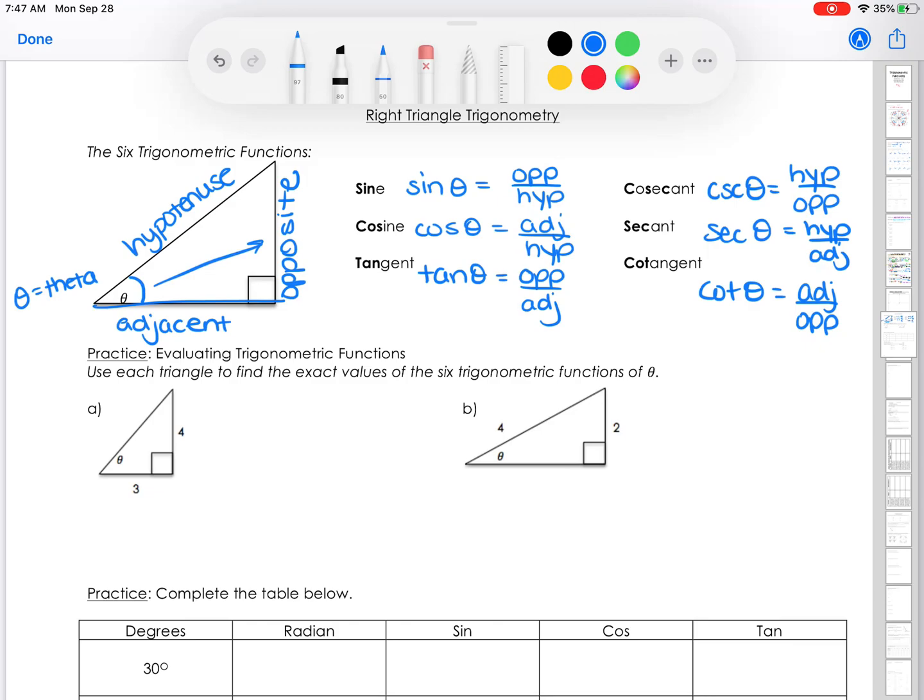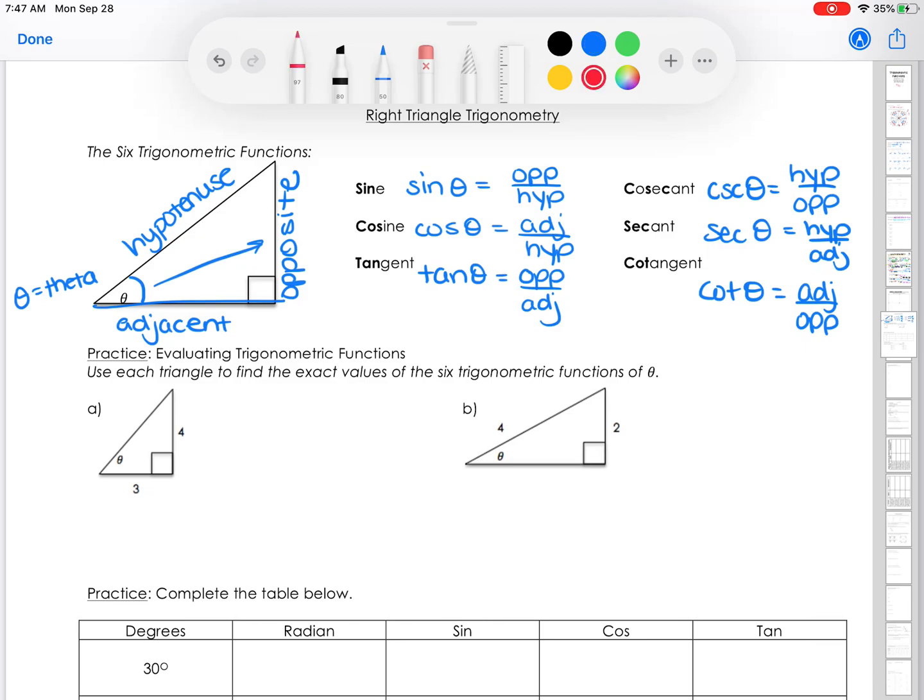We can then do our trigonometry. So there are 6 trigonometric functions. Sine, cosine, and tangent are the ones you're most familiar with, but then they have their reciprocal functions. So cosecant, secant, and cotangent. So we know from geometry that sine is going to be opposite over the hypotenuse, cosine is the ratio of adjacent over hypotenuse, and tangent is the opposite over adjacent.